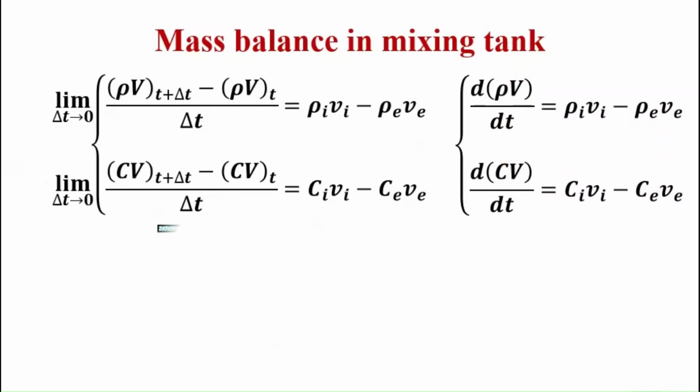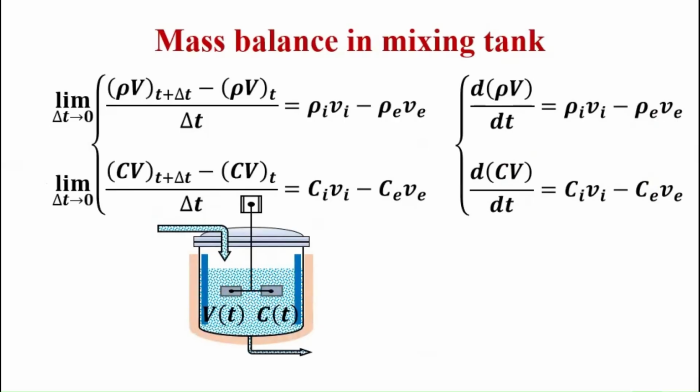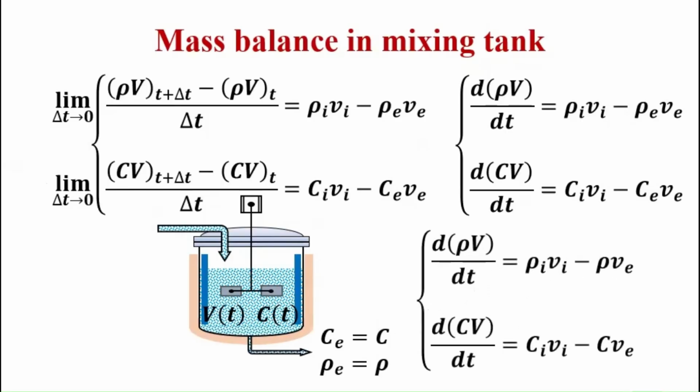Because the tank is ideally mixed, its contents are uniform at all times. Consequently, the concentration and density of the solution inside the tank are identical to those of the outlet stream. This assumption simplifies the system to 2 differential equations with 3 unknowns.